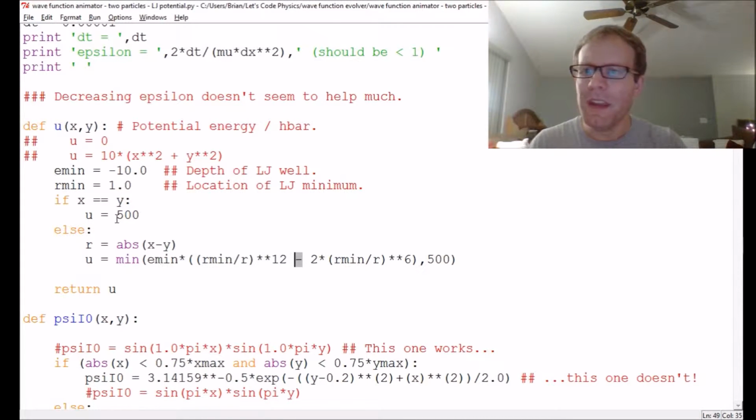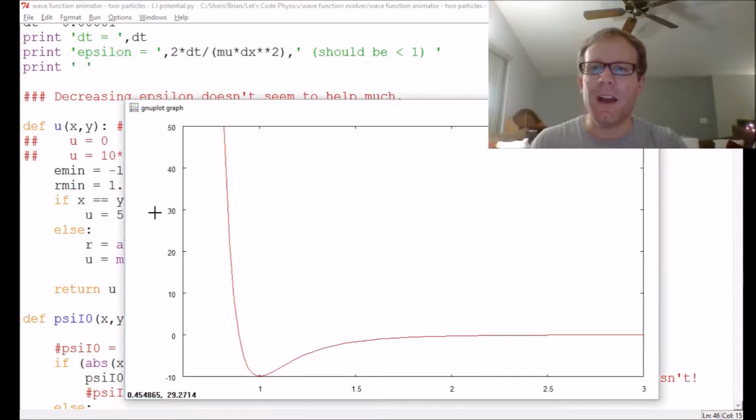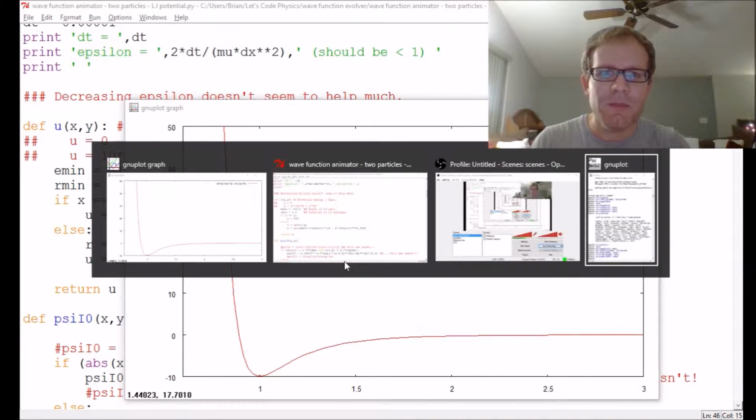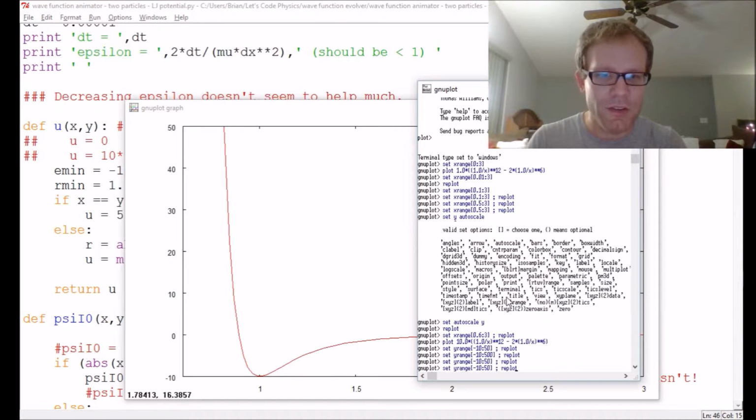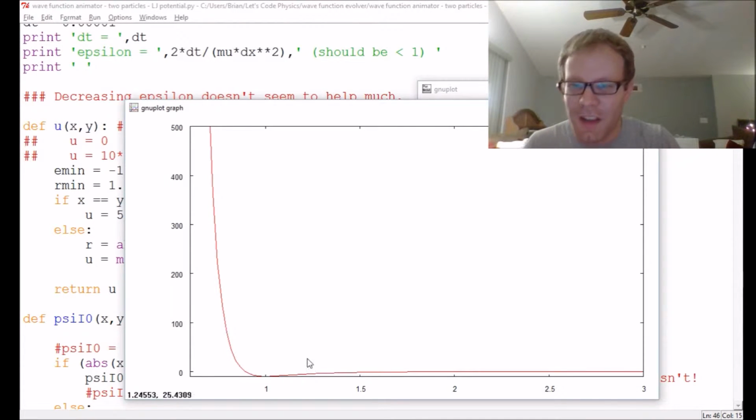So again, we put the cap at 500. If I change my scale here, again, I'm in GNU plot, which is pretty handy, you can see it took me several tries to get this to plot correctly. If I put this thing at 500, you can see the minimum kind of vanishes. So 500 is definitely high enough to go.